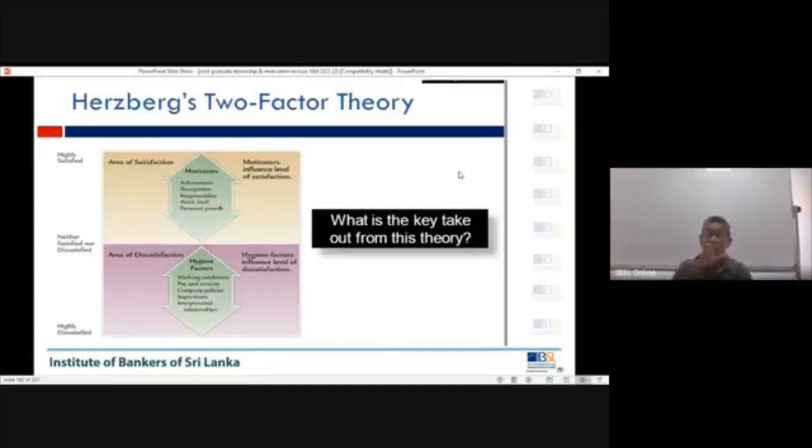First, you need to eliminate your dissatisfied factors, or what you call the hygiene factors. What are those? Working conditions, salary. That means you bring all these to good levels. And then only you provide the motivational factors, then people tend to work hard.